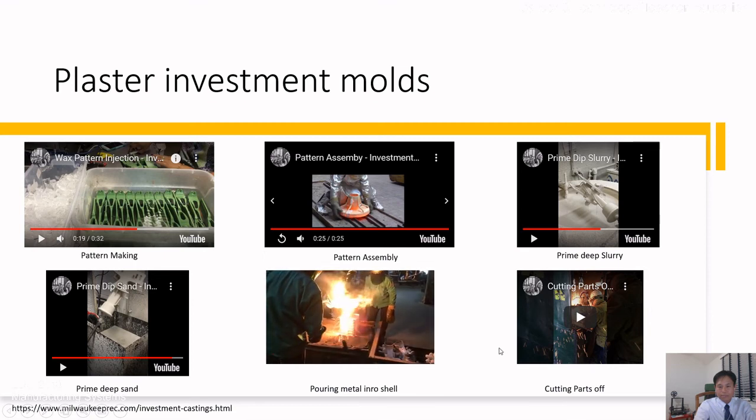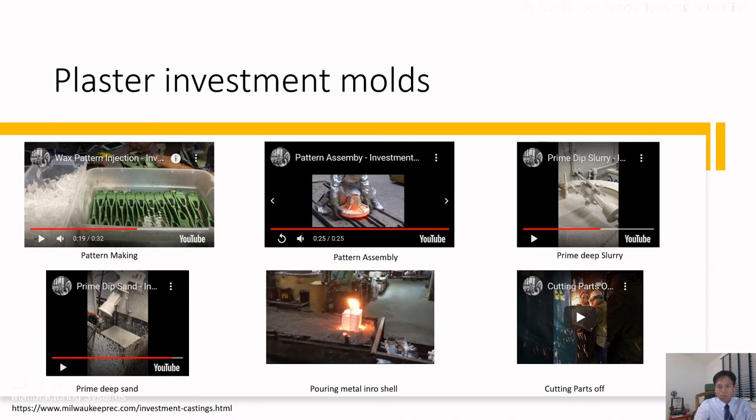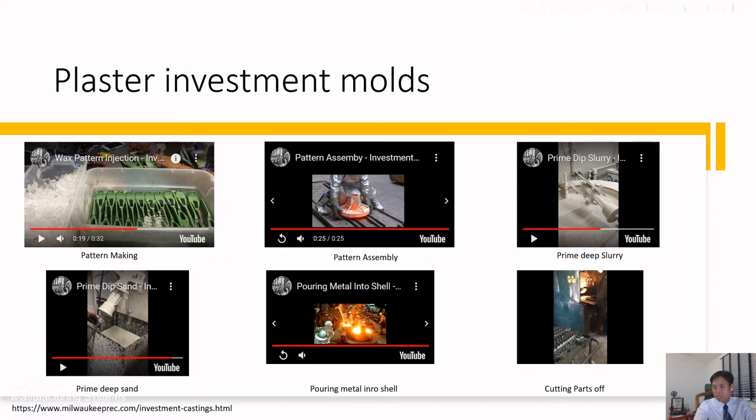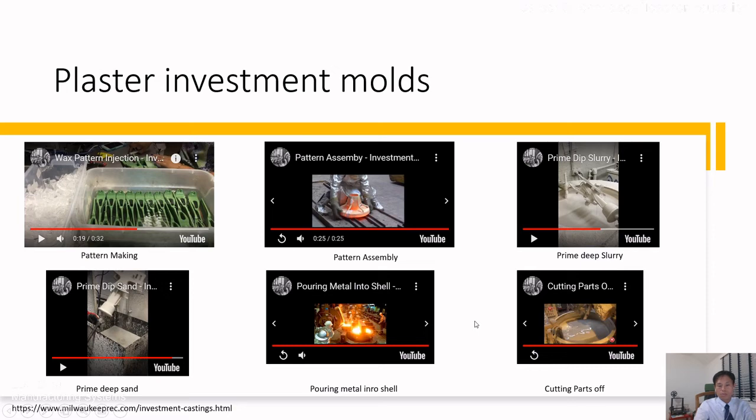So pouring the molten metal, the wax is melted, and then the wax comes out, and then we can get the final product. Because this process created a number of patterns at one time, we take apart each object like this. Yeah, this is the process of plaster investment mold.